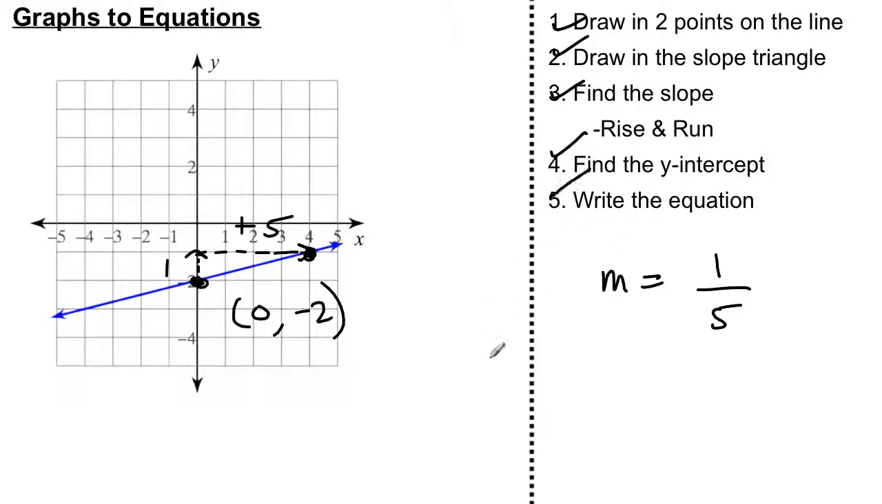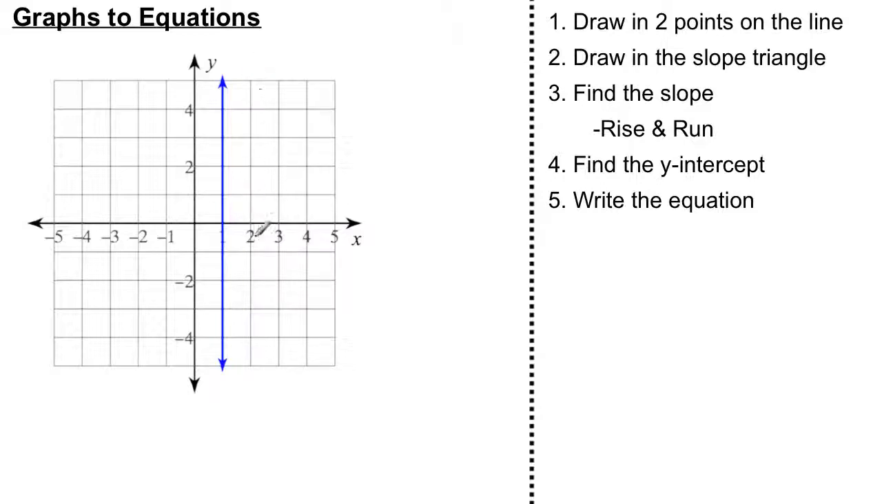Okay, now we want to write our equation. We say that this is y is equal to 1/5 x and then minus 2. Right, because it's 2 down. Okay, a couple more here.